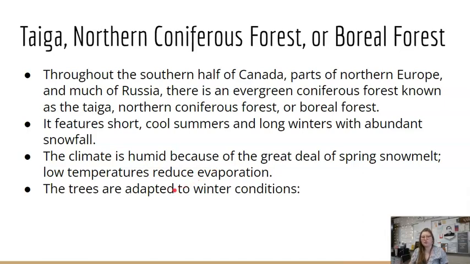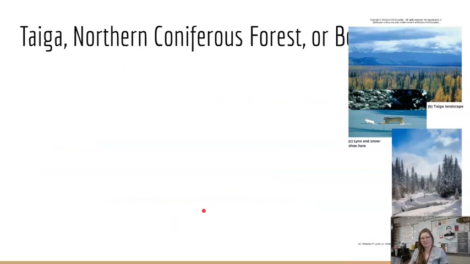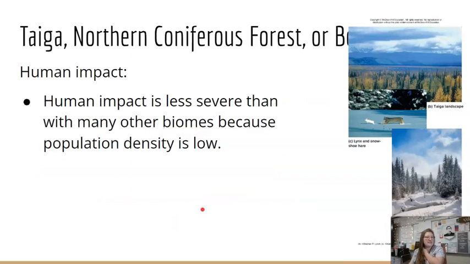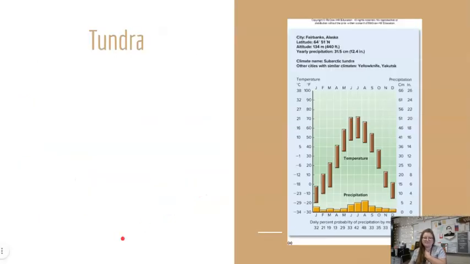The trees are adapted to winter conditions, so they have needle-shaped leaves that prevent water loss and flexible branches so that the snow doesn't break them, it just kind of pushes them down a little bit. So for human impact, it's less severe because it's cold. So we have a much lower population density there. Logging is common. Again, trees, we're going to cut them down. Herding of reindeer occurs in northern Scandinavia.